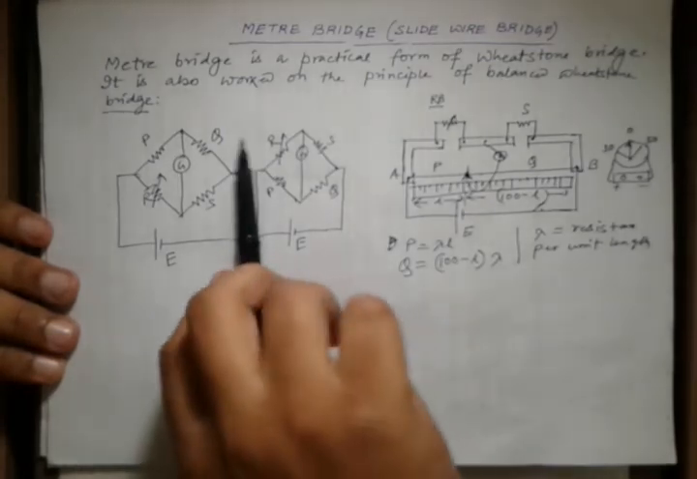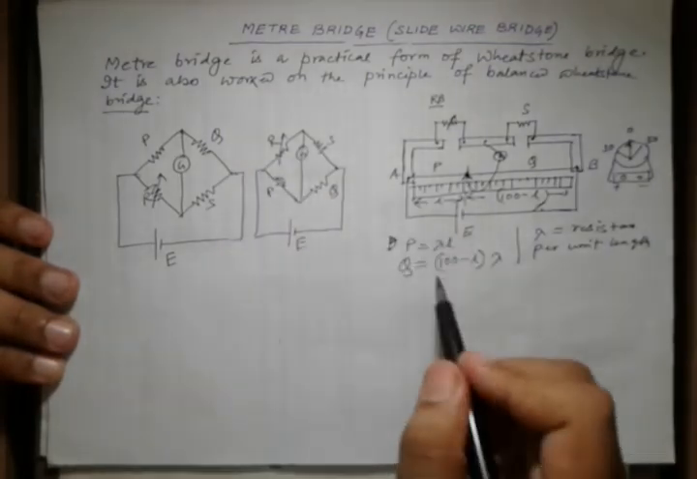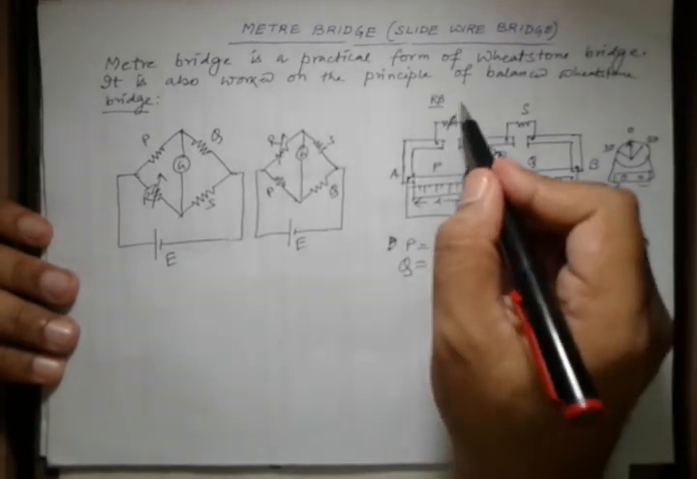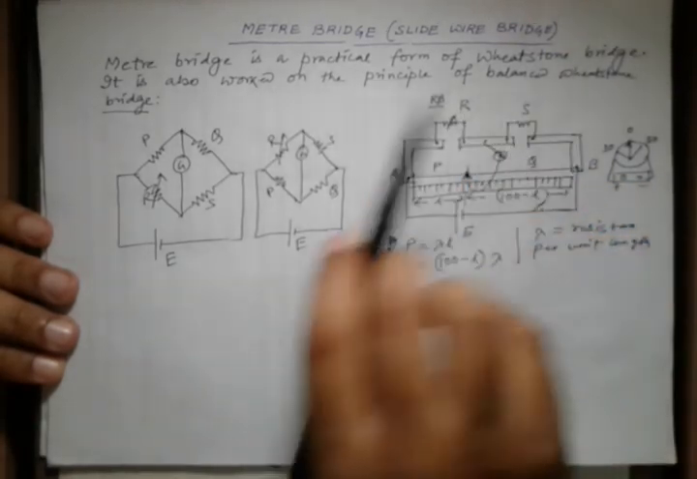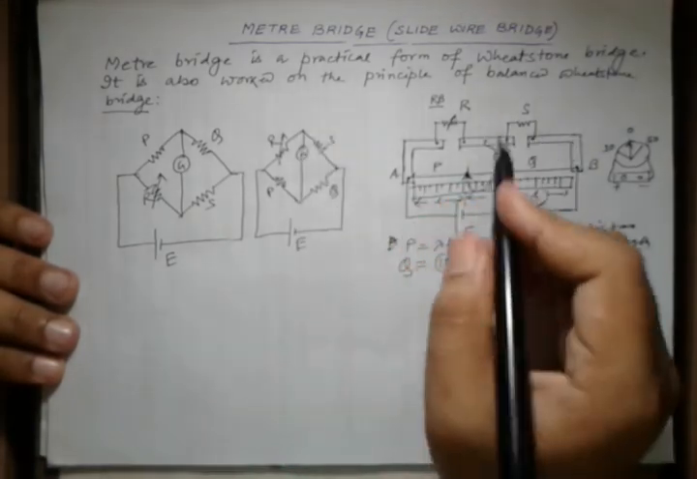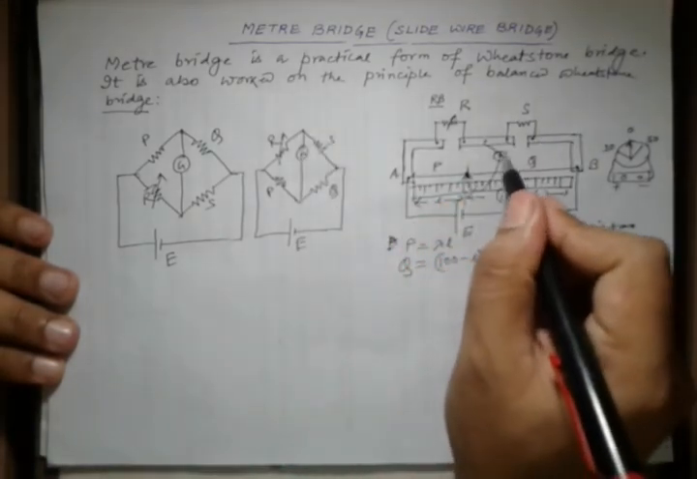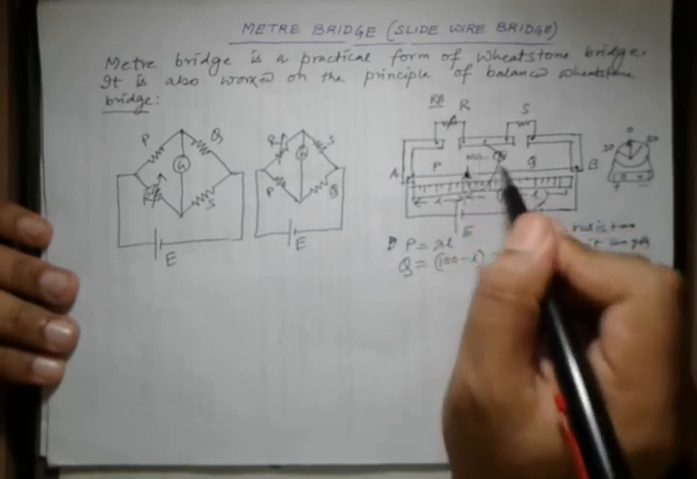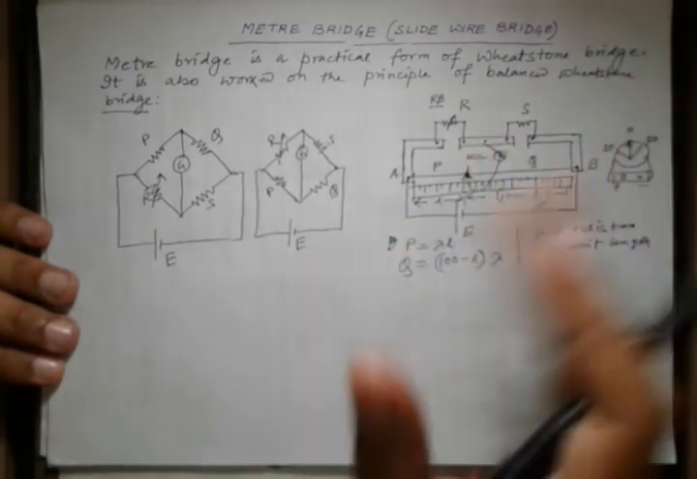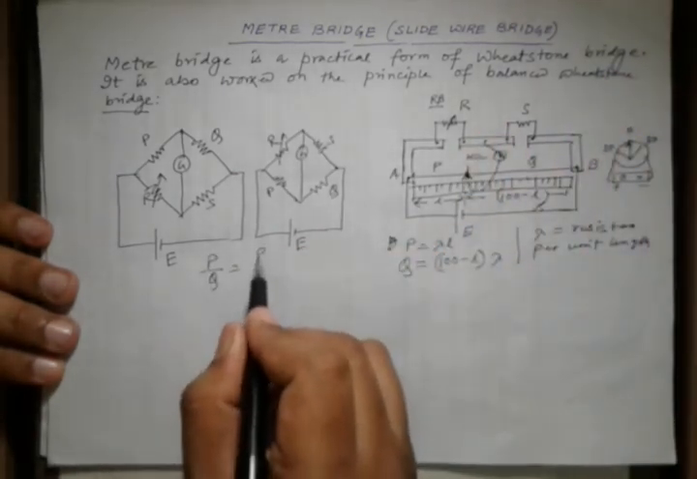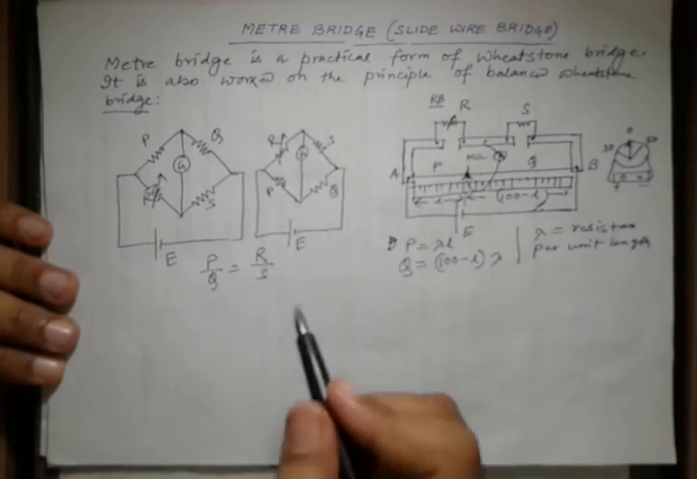Now see what we got. P is equal to lambda into L, and Q is equal to (100 minus L) into lambda, for some value of R. The Wheatstone bridge is now in the balanced condition, because at this point we found the deflection is 0. That's called null deflection. So we can use the formula P by Q is equal to R by S.